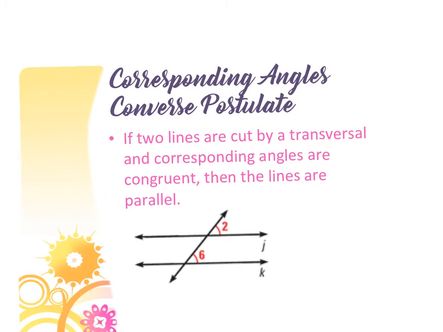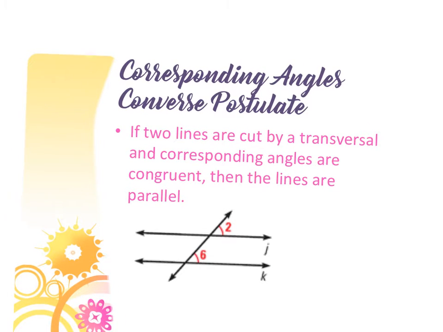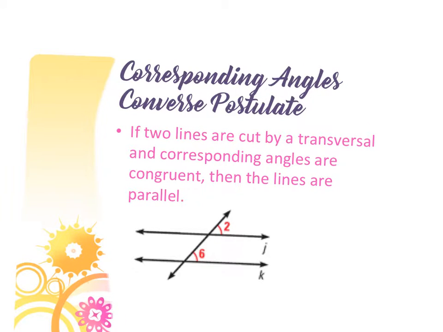So the first one is called the corresponding angles converse postulate. And it says if 2 lines are cut by a transversal and the corresponding angles are congruent, then the lines are parallel. So all of these are going to end the same way. The end goal here for all of these is that the lines are parallel. So if the lines are cut by a transversal and the corresponding angles are congruent, then the lines are parallel.